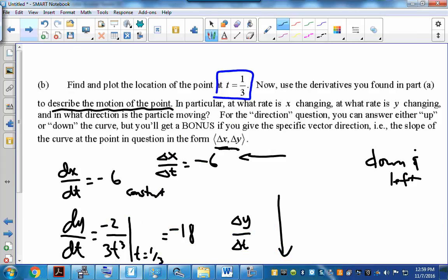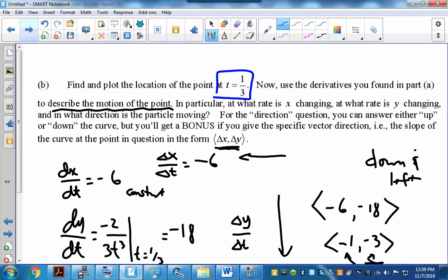The vector direction, we use vectors with these little components. Okay, change in x was -6, change in y was -18. So that would be a good direction. If you want to divide through by 6, you could. It would be -1, -3. Okay, so we're going to the left 1 and down 3.